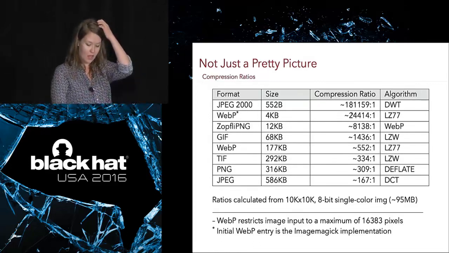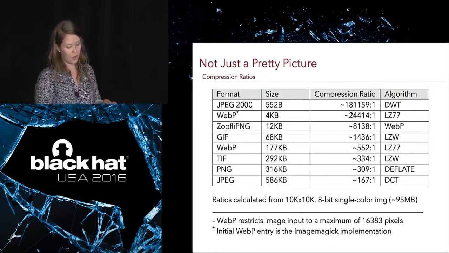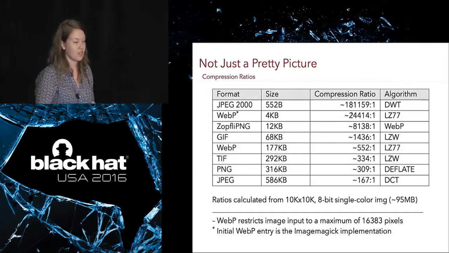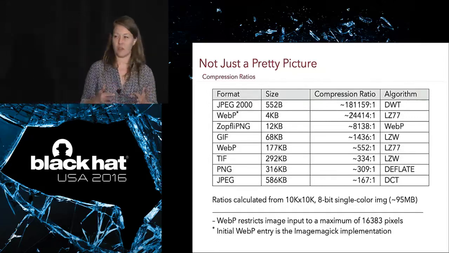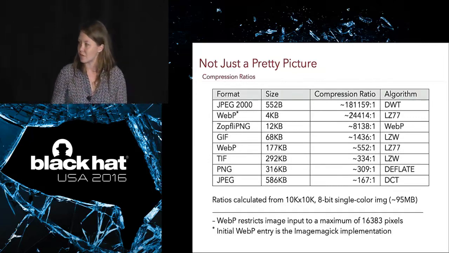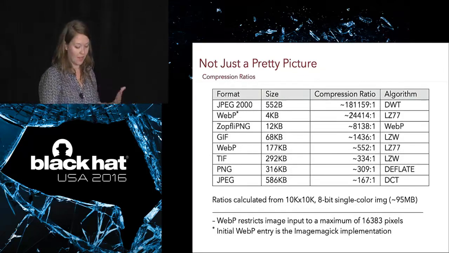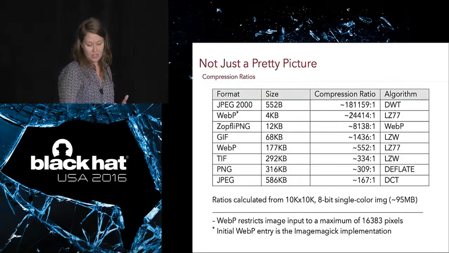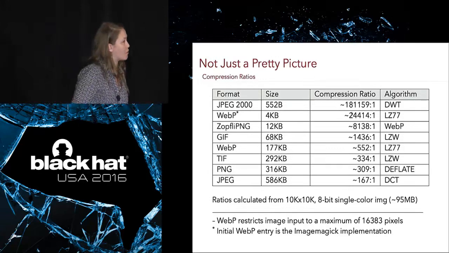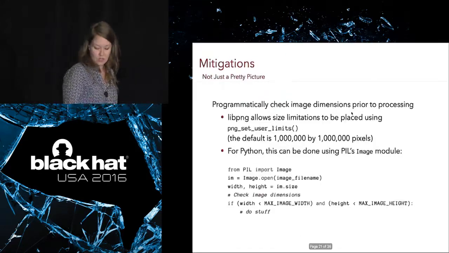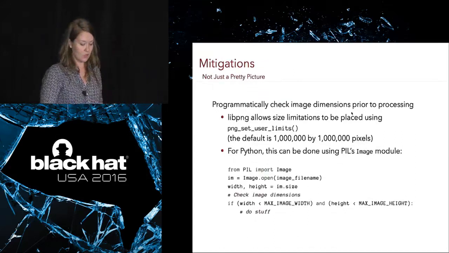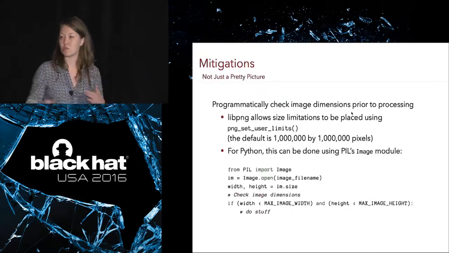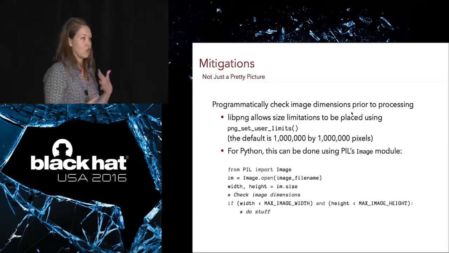All right, and then just a note on what we used here. I used a 10,000 by 10,000 pixel image to calculate these ratios. Granted, that's less than 100 megabytes of memory, so that's not really that serious or really interesting. But if you were to multiply that to really just 30,000, 40,000, it's going to take up a significant amount more memory and really just knock it out. So as a result, you always want to put sane limits on the image dimensions that you're allowing, and you always want to check the image dimensions prior to processing.